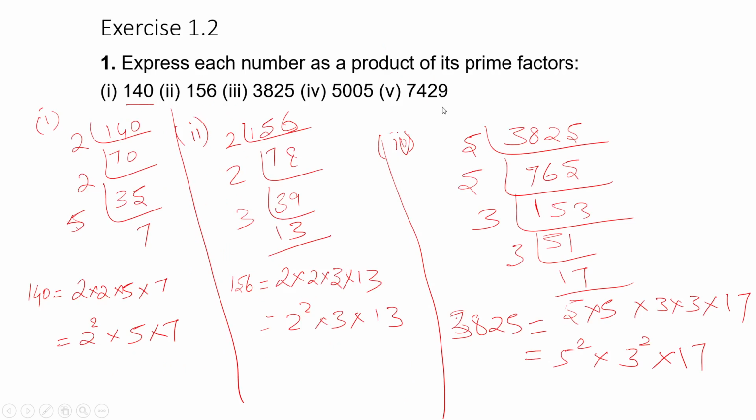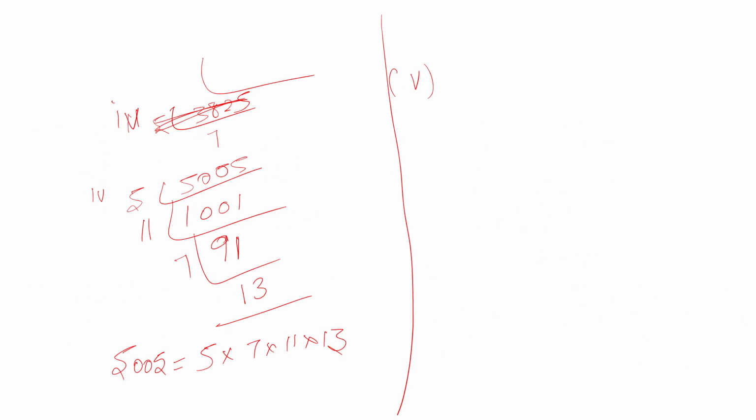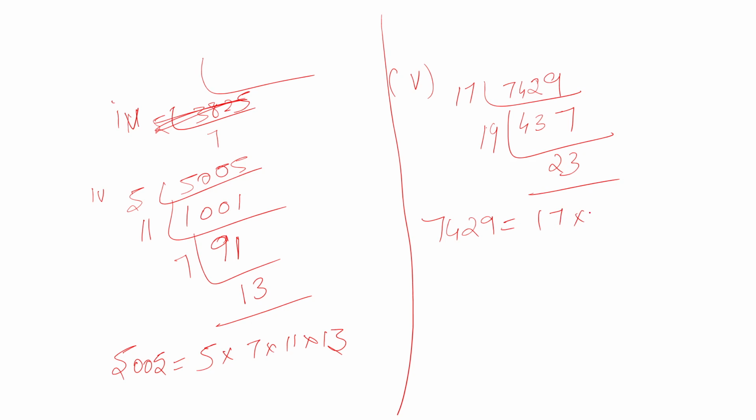Fifth question is 7429. Finding the factors for this is a little difficult, so I just tried this and found the first factor as 17, and then the second factor is 19. 23 is already a prime number, so this is done. 7429 is equal to 17 into 19 into 23.